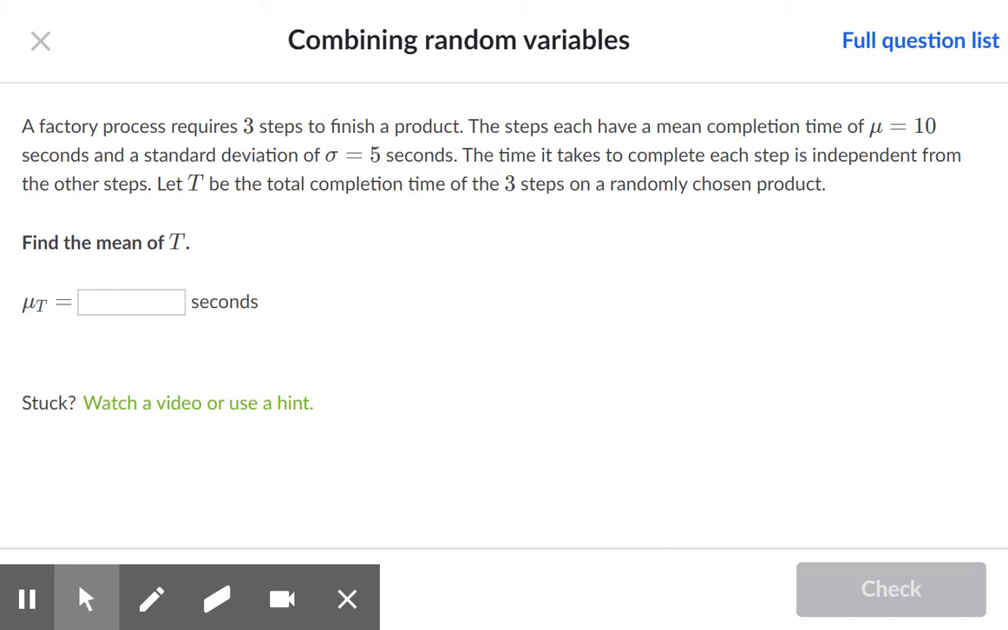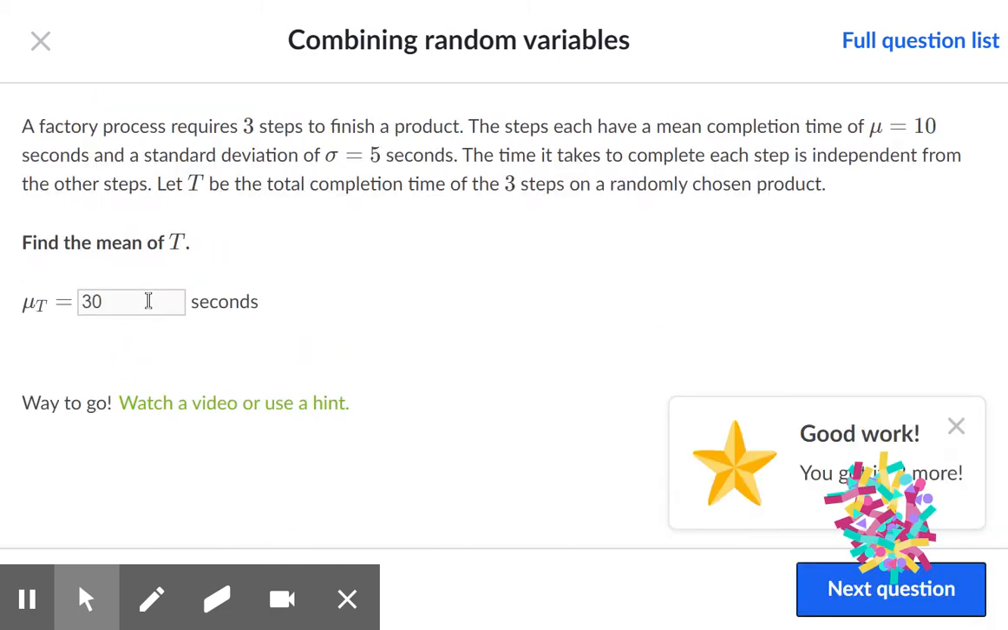That wasn't too bad. It's finding the standard deviation that will be a little bit tricky, but we're not asked that here. We're asked to find the mean. So, 30. Next question.